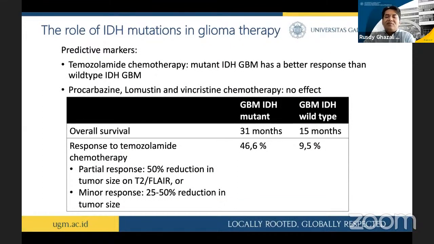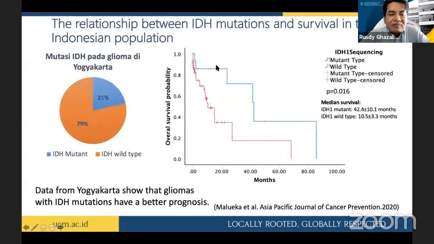So in patients with GBM IDH wild type who receive complete treatment, surgery, concurrent chemoradiotherapy, and then adjuvant chemotherapy with alkylating agent, we expect the life expectancy to be around 15 months, while for the GBM IDH mutant, it will be around 31 months. So there will be double the increase of lifespan in patients with IDH1 mutation. And patients with IDH mutation will also have better response to other chemotherapy, not just temozolomide, but also PCV, lomustine, vincristine, and so on.